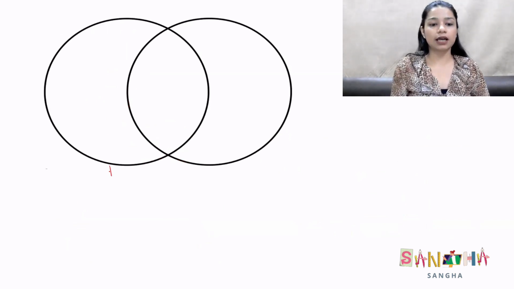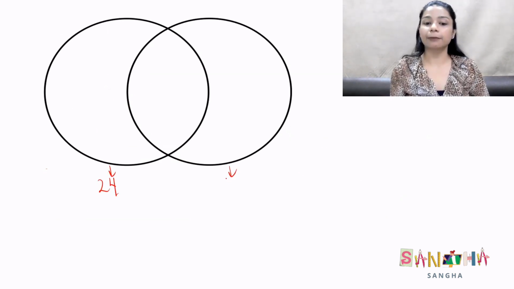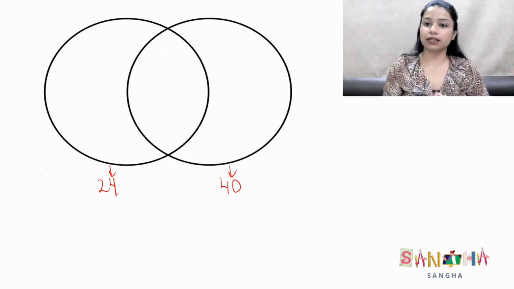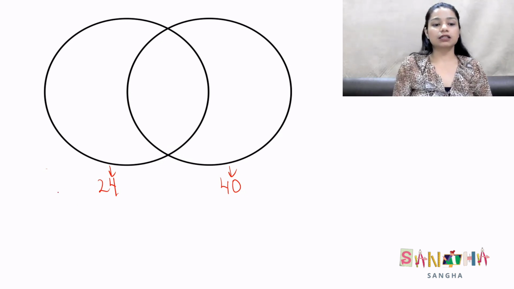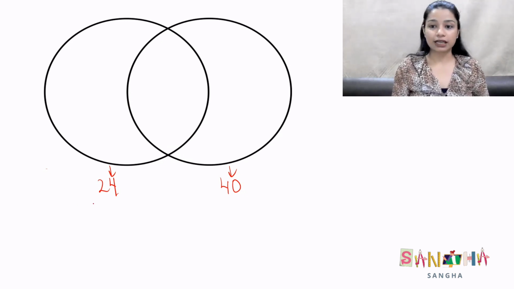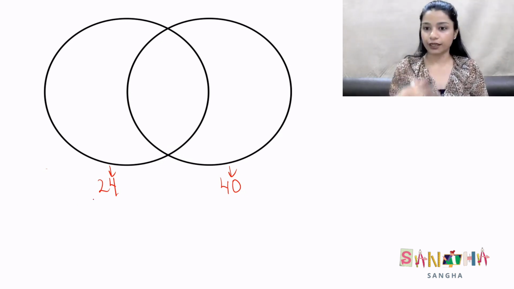Okay, so this circle I'm taking is for 24, and this circle I am taking is for the number 40. Those are the numbers we want to find the HCF and LCM of. Now, what will you do? First, you will find the prime factorization of these two numbers. Find the factors, and those factors have to be prime numbers only.